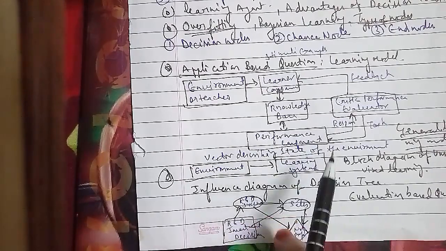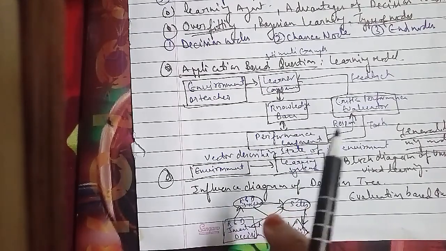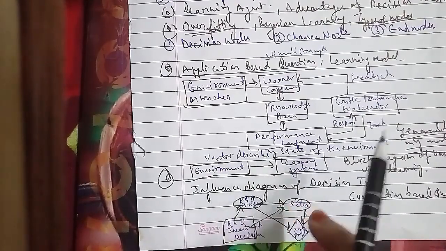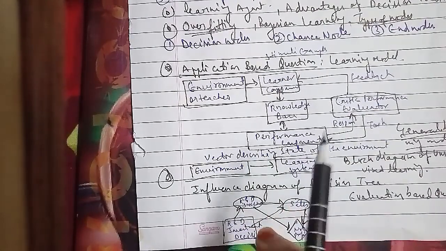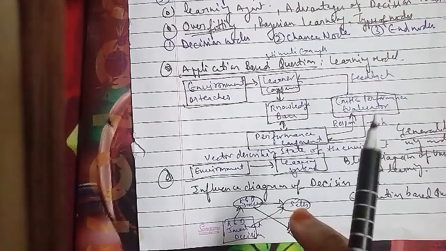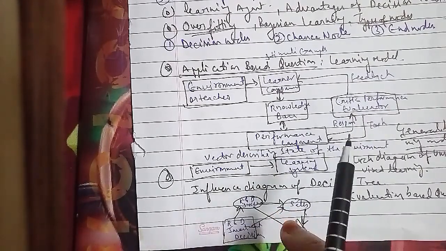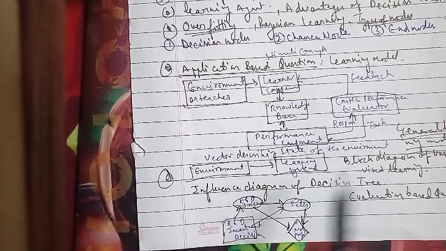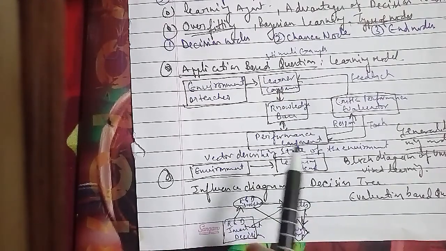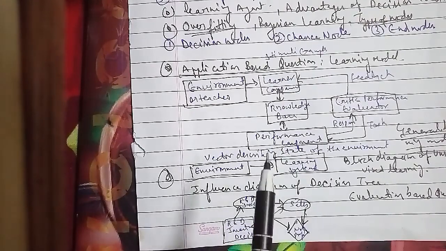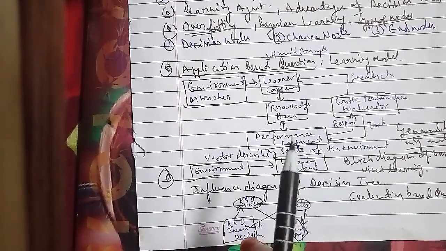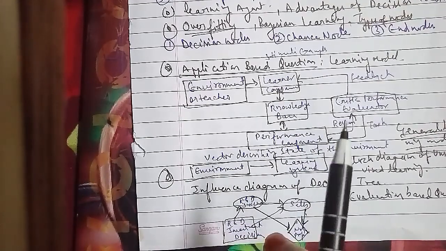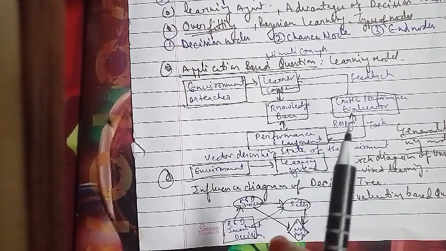In this, the question is: this learning defines what to do, how to map situations to actions so as to maximize a numerical reward signal. The learner is not told which action to take as in most forms of machine learning. It is defined not by characterizing the learning methods but by characterizing a learning problem. Name the learning method. The learning method is reinforcement learning.